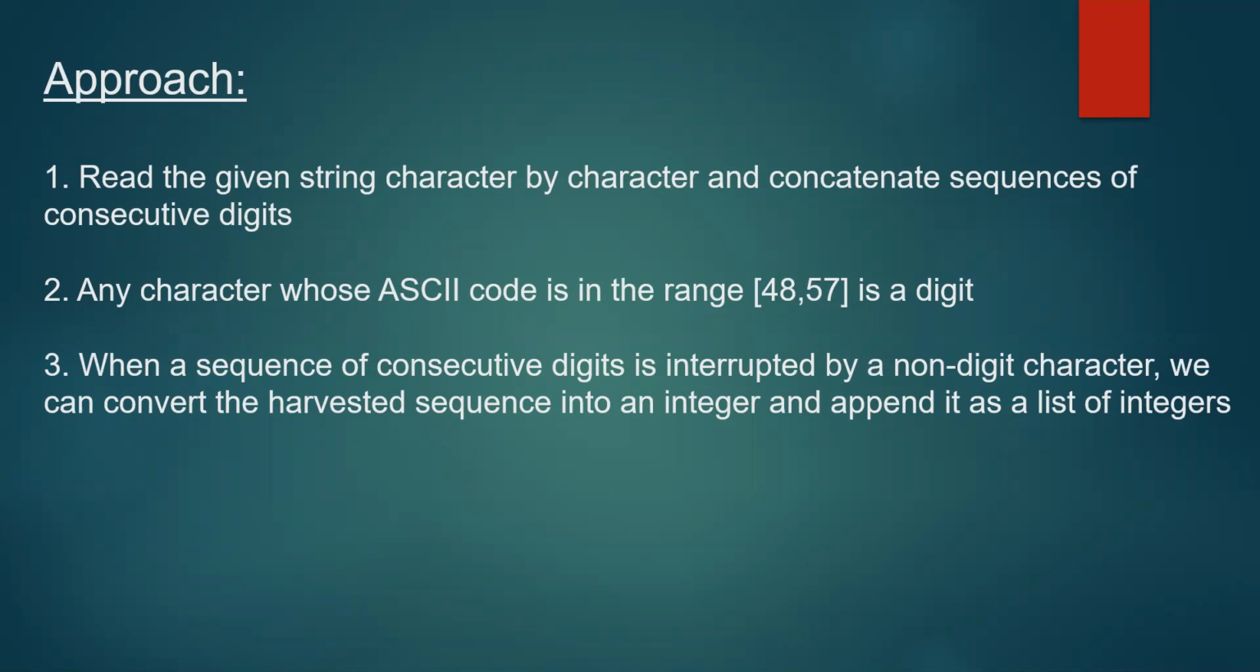And then, when a sequence of consecutive digits is interrupted in this process by any non-digit character, we can convert the harvested sequence, whatever we constructed till now, into an integer and append it to a list of integers. So we'll have some resultant list, and we'll add that to the resultant list. So this is the approach we'll follow. Now let's see this in terms of code.